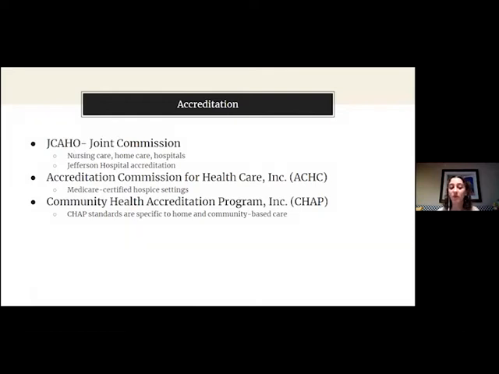Different organizations will often be used for the accreditation of different settings, and the differentiation of home care versus inpatient care should be acknowledged in this process, as different processes may be required.